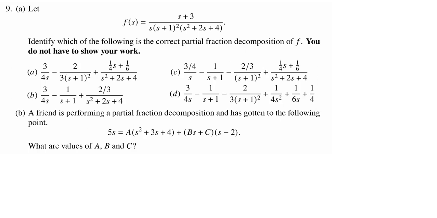So let's see here. I know that when I go to break this up, first, there's this s term, so there better be something over s. Then I have an s plus 1 squared, so that's a repeated linear factor. So I'm going to need to have an s plus 1 as well as an s plus 1 squared. Then this piece is an irreducible quadratic, so I'm going to want to have this on the bottom.